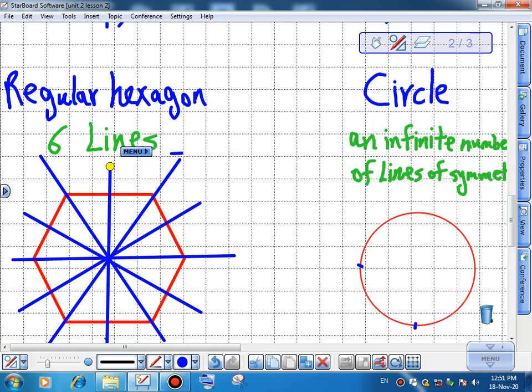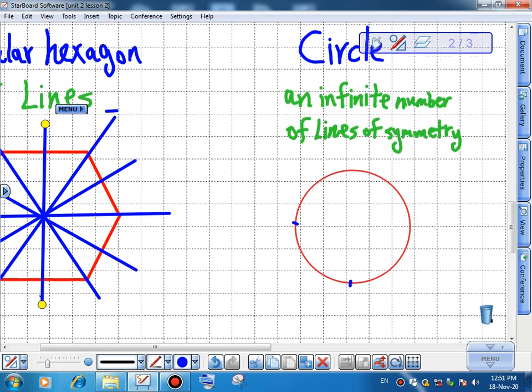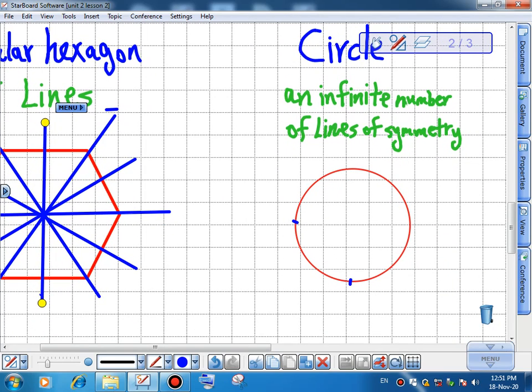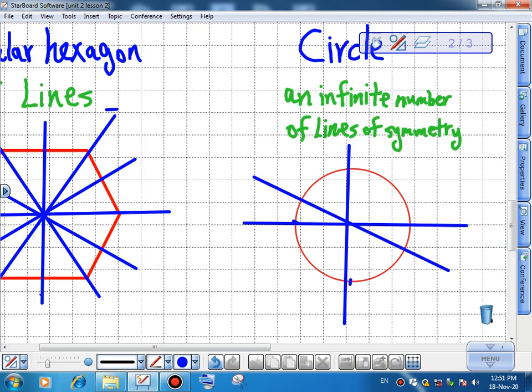The last figure, the circle. A circle is not a polygon, it's a closed curve, so it has an infinite number of lines of symmetry. If I draw a line horizontally like this, first one, passing through the center of the circle, this is called a line of symmetry. If I draw this line, also a line of symmetry. If I draw this line, also a line of symmetry.